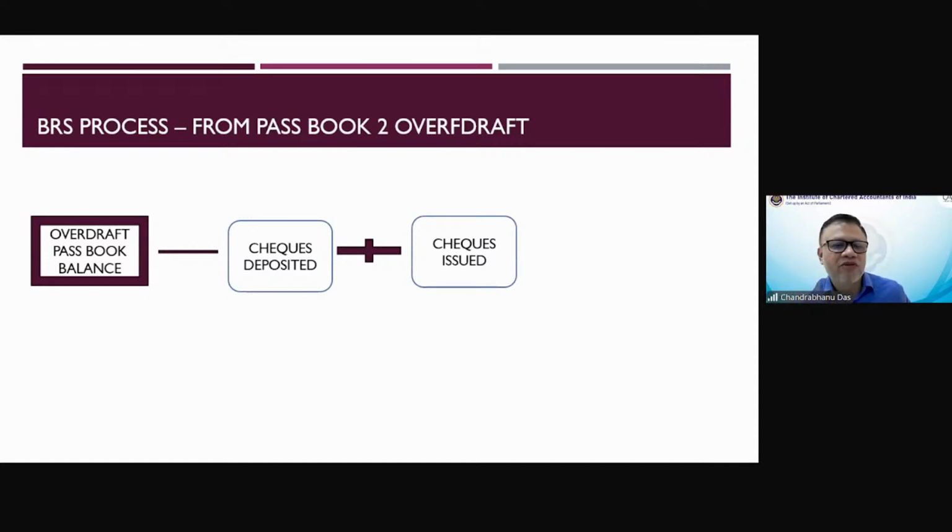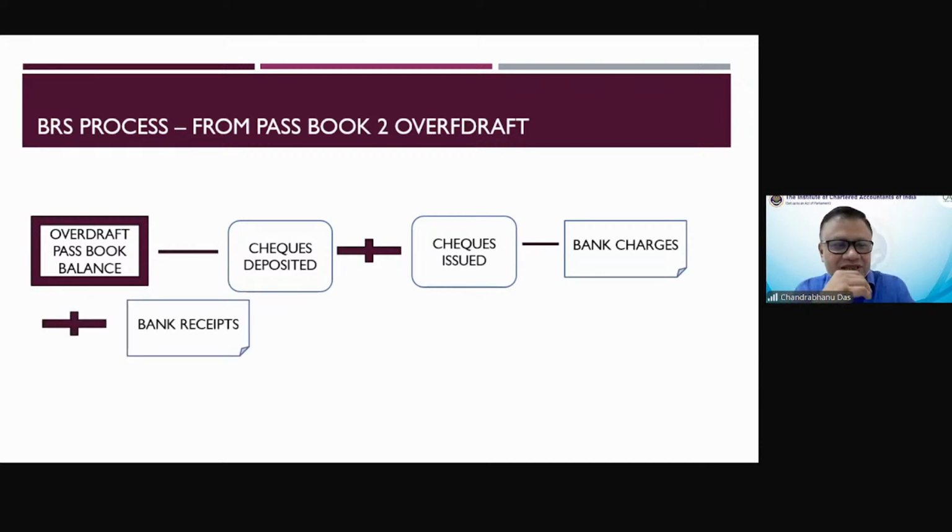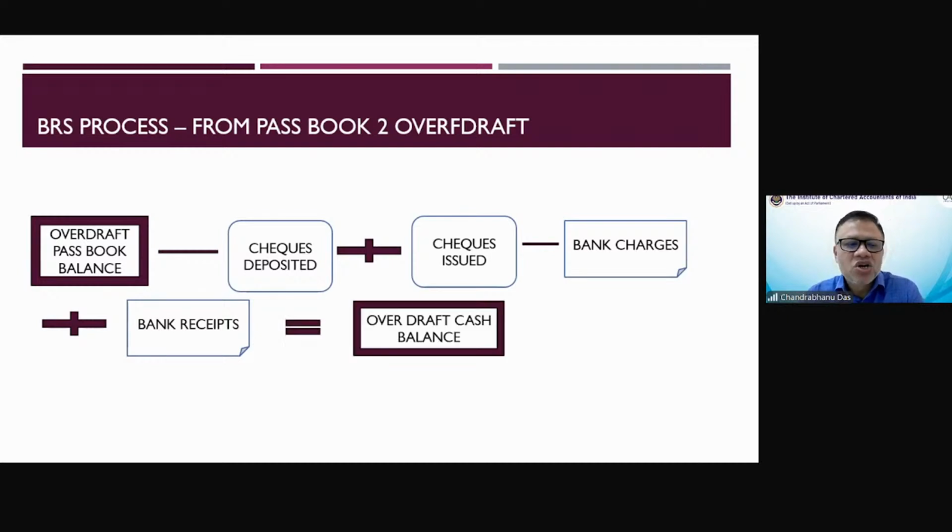So from passbook, I'm moving to cash book. So I am doing all those things which will increase my overdraft and decrease my overdraft balance. Now checks deposited will decrease my overdraft and checks issued will increase my overdraft. Then I must deduct the bank charges, which actually increase my overdraft passbook balance, because I'm going to the cash book, so I don't need bank charges to increase. Then I will add the bank receipts, which are responsible for decreasing my passbook balance. They have decreased it, so now I will add it back so that I finally reach the overdraft cash book balance.